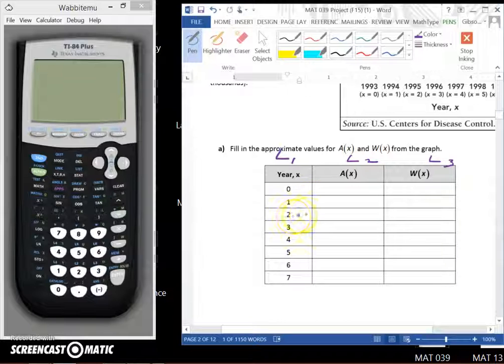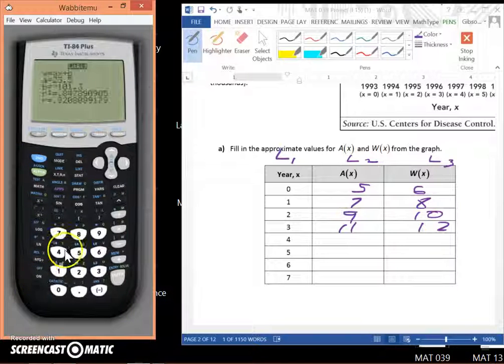So what I'm going to do here, I'm just going to do four values. Let's say I make this 5, 6, this is 7, this is 8, this is 9, this is 10, this is 11, and this is 12. Okay, so I made up these values here. What we want to do is type this into the calculator. We want to find the linear regression.